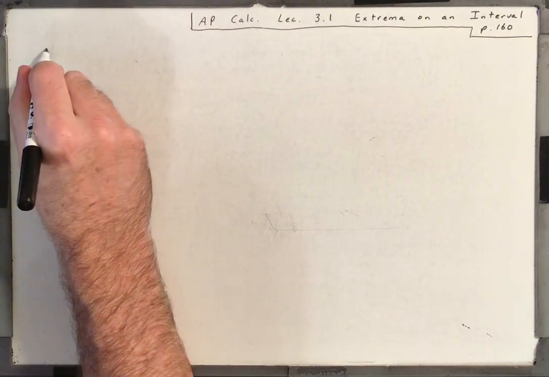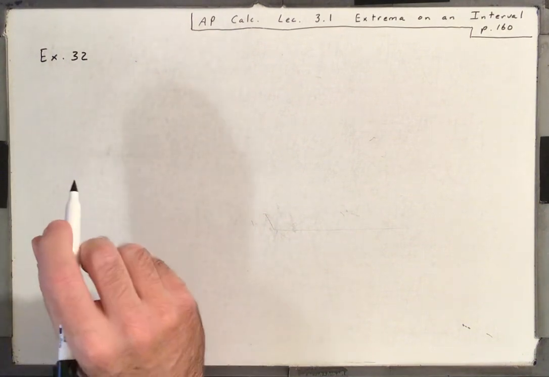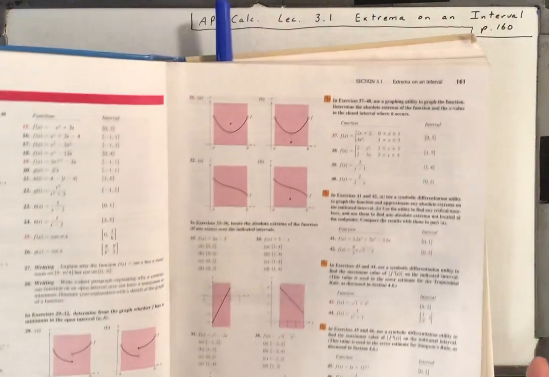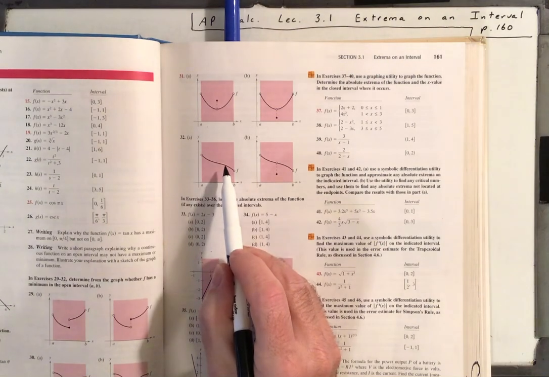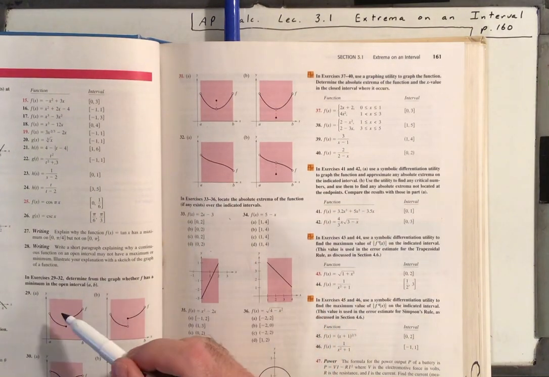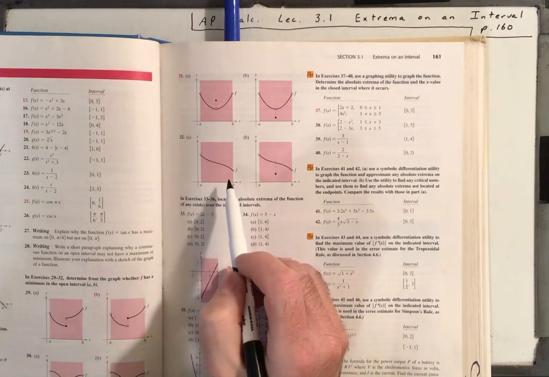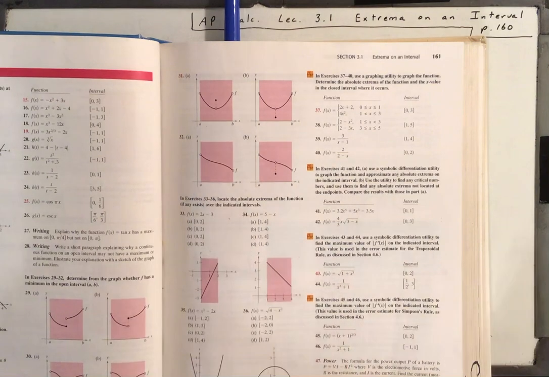All right, number 32. So 32 is right here. And 32 is what I want you to look at to do number 29, 30, and 31. Okay, so 32 is an open interval. Those circles mean that it's an open interval.